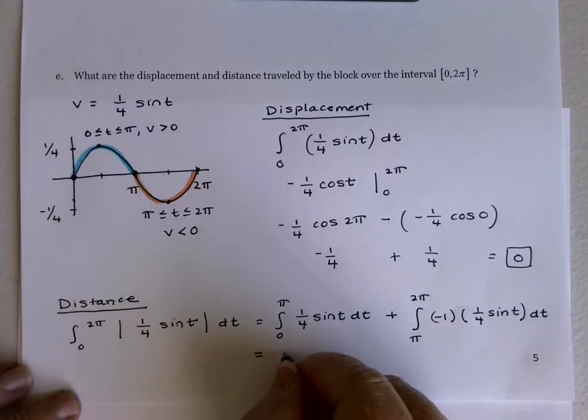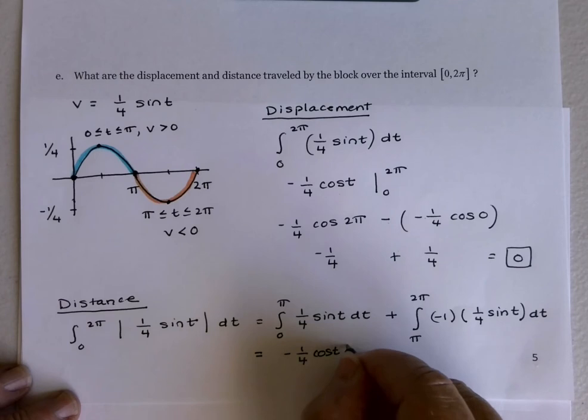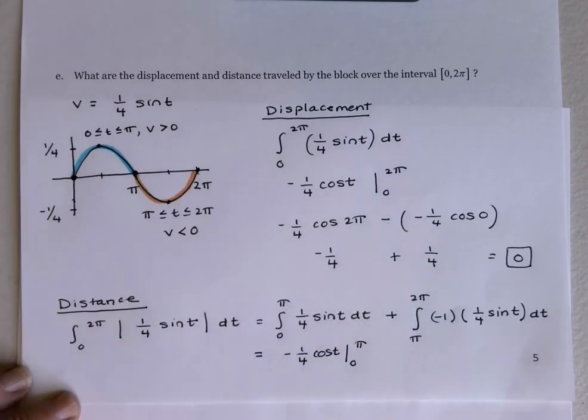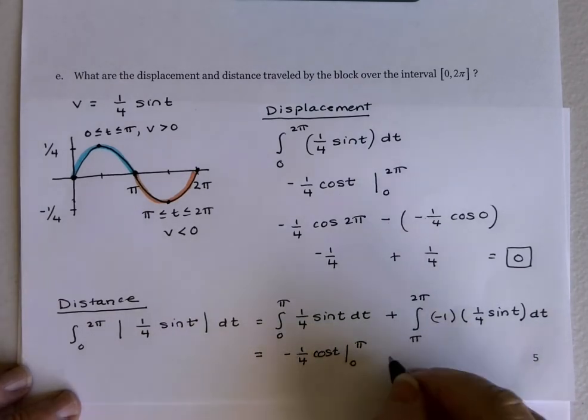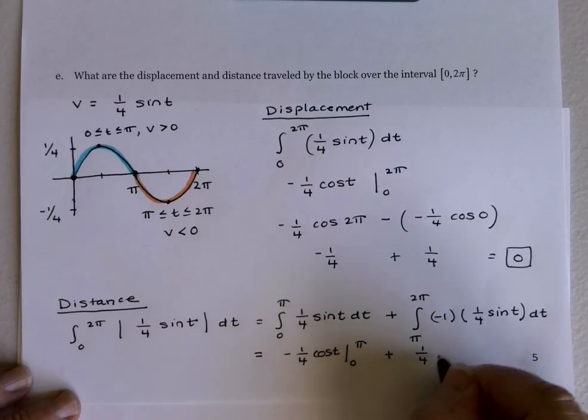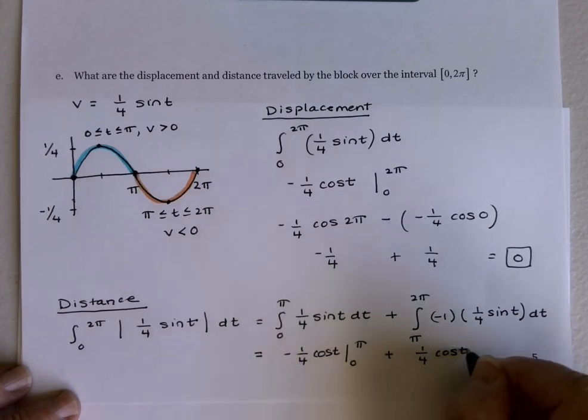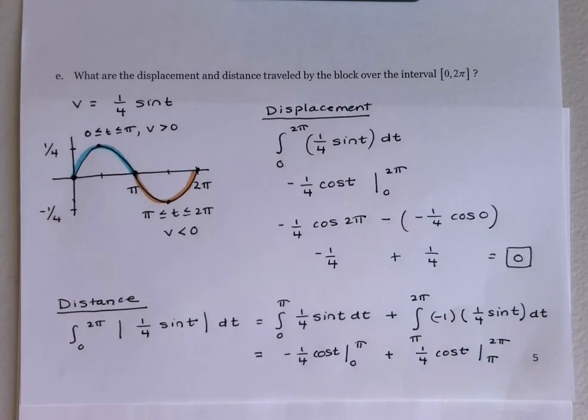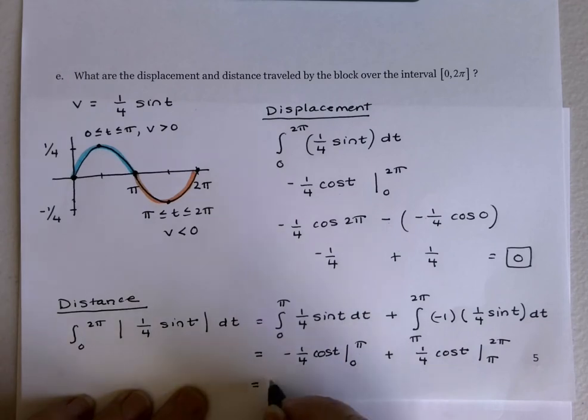And so I would have the integral here, -1/4 cos t from 0 to pi. And minus a negative would make that a positive 1/4 cos t, from pi to 2 pi. And let's see here. I didn't have this one worked out in advance, so we'll do it. This would be a -1/4 cosine pi.